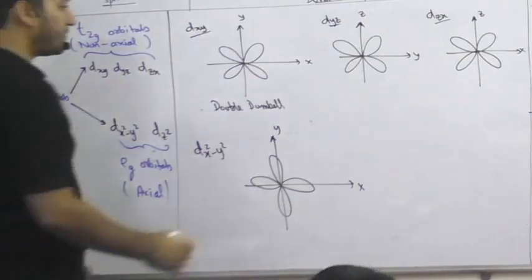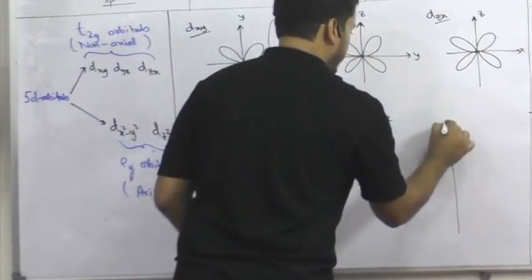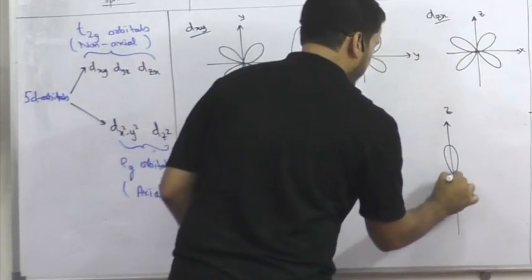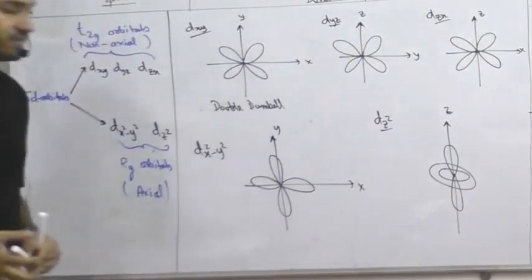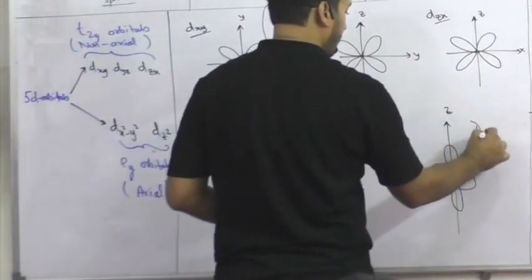So this is dx square minus y square, and dz square looks like this. If this is the z axis, it looks like this. Okay. This is called a dumbbell donut shape.